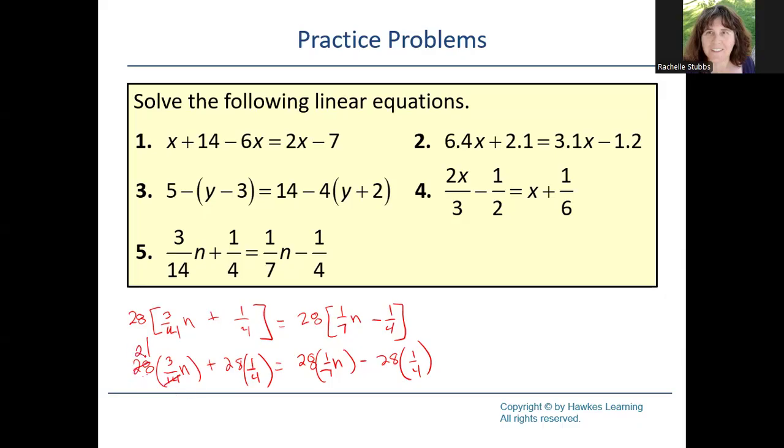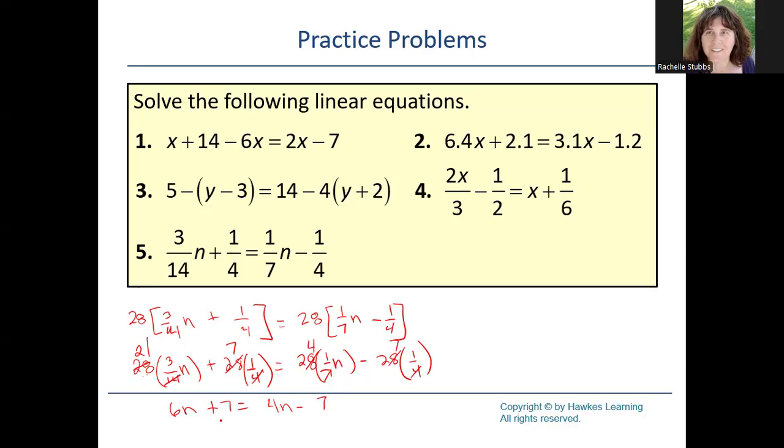And so I'm going to put a 2 there. 2 times 3 is 6, so I have 6n. 28 and 4, well, that reduces down to 7, so I just have plus 7 equals 28 and 7, that reduces down to 4. So 4n minus, and 28 divided by 4 is 7, minus 7.